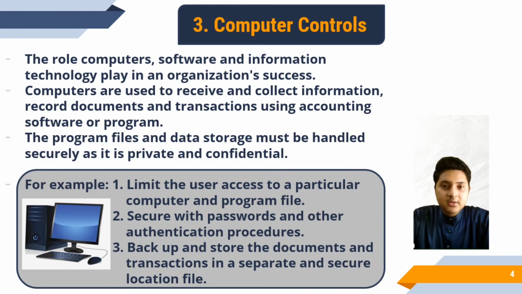And last but not least, computer control. This is the role that computers, software and information technology play in an organization's success. For accounting record purposes, for example, computers are used to receive and collect information, and record documents and transactions using any accounting software or program. And this means the program files and data storage must be handled securely, as they contain the private and confidential data of the company.